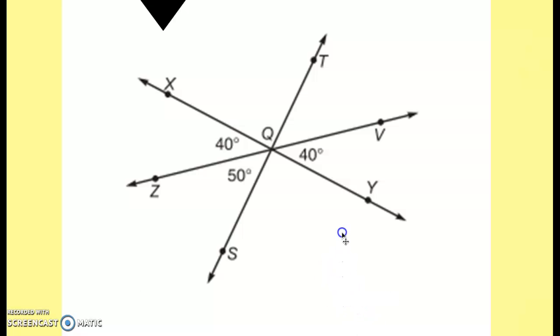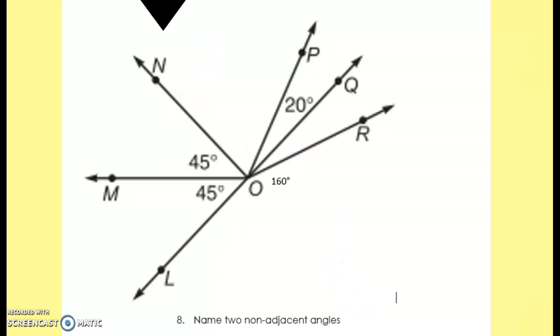All right, question 8. Next page here, new graphic. And again, this follows along in your packet. You should be able to see all the questions and all the different graphics. Name two non-adjacent angles. So again, non-adjacent is the key word here that tells us what we're doing. Non-adjacent means non-neighboring angles. So there's many options in here.